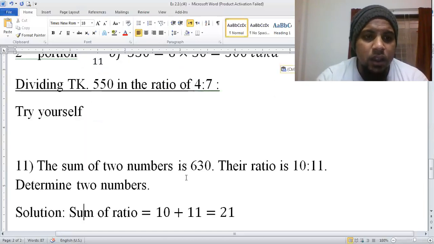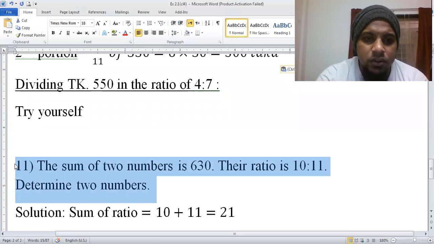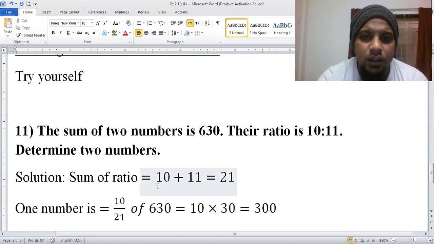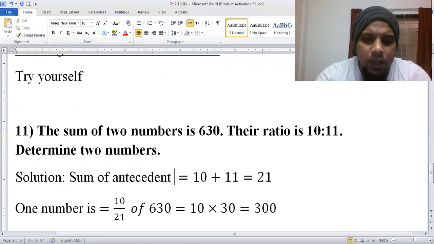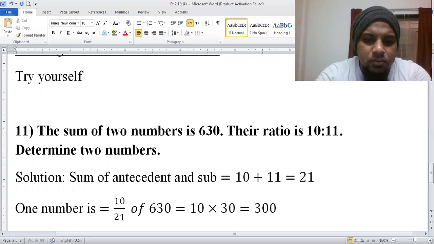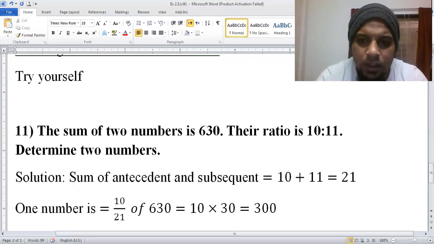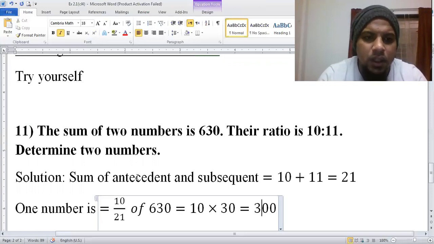Now next one, the sum of two numbers. The sum of two numbers is 630. The ratio is 10 is to 11. Determine the two numbers. Here the sum of ratio, if I write it as the sum of antecedent and subsequent, it will be better. Antecedent plus subsequent is equal to 10 plus 11 is equal to 21.